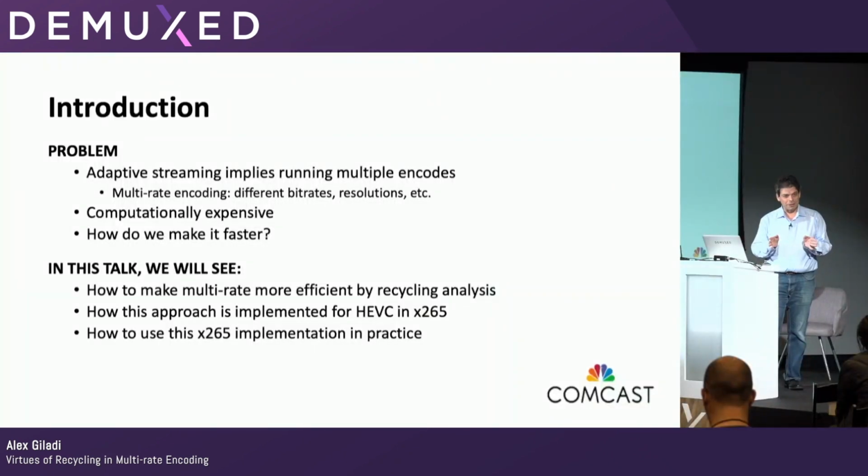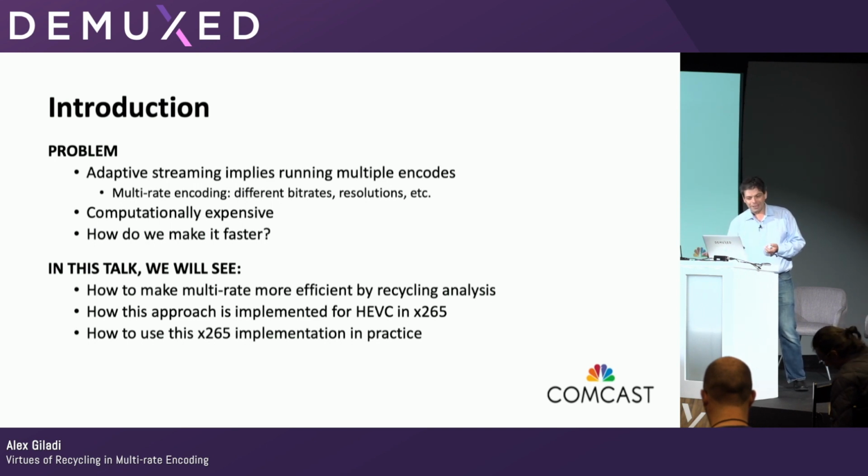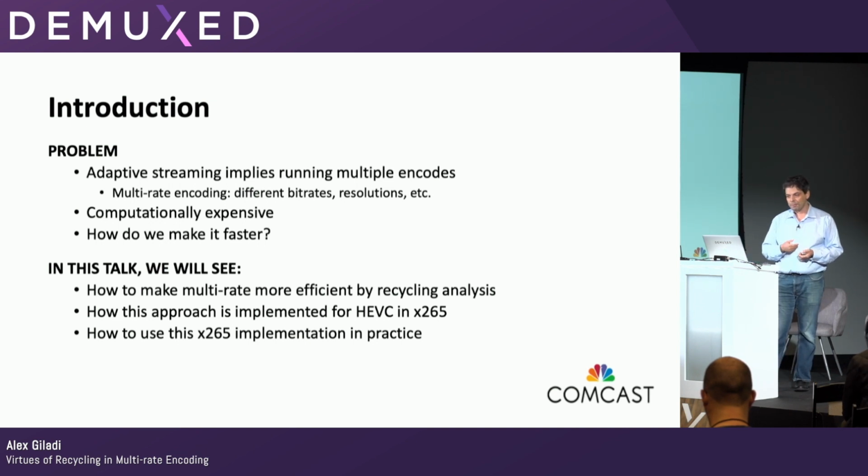Introduction. What's the problem that we're trying to solve? Adaptive streaming is great. It actually makes it possible to stream video over the internet and for half of this room to have a job. And the problem with it, not with a job, with adaptive streaming, is that we need to encode the same content a lot of times.